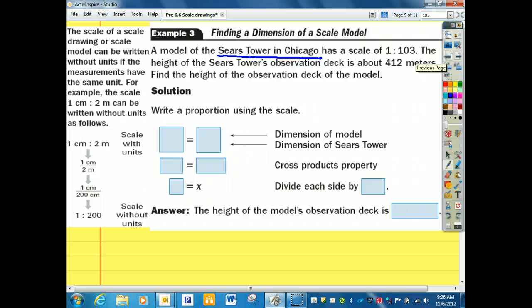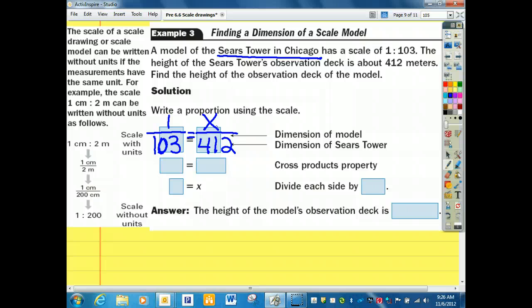Write a proportion using the scale. Well, what do we know? We know 1 is to 103, and since there's no label here, we know they're talking meters. So we know equals, where does 412 go? Top or bottom? Bottom, because it's 103 meters. If it's 412 meters, how many meters is our scale model?